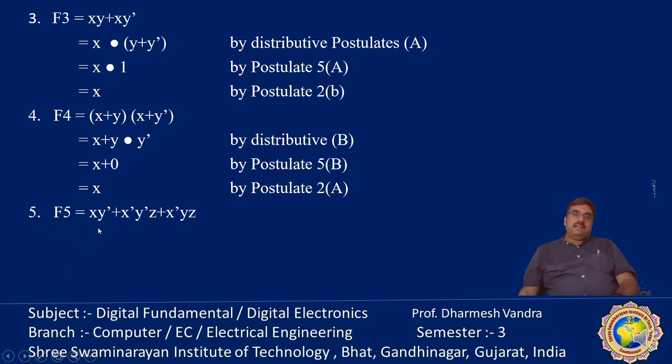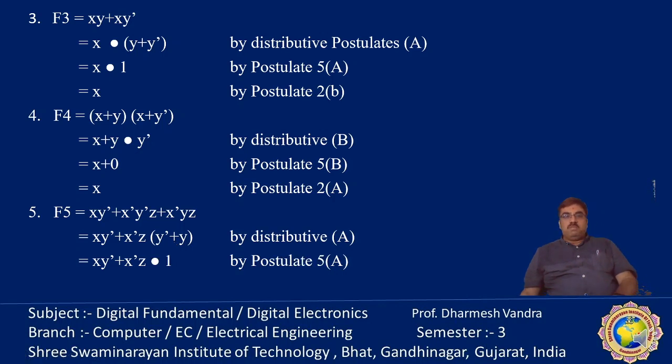Here the big function differs in that there are three variables, with z. So first we know that in the last two terms, x dash z is common. As per the distributive law we applied here, x dash z is common, y dash OR y. And y dash OR y, as per the postulate, will become 1. So x dash z ANDed with 1 will become, by postulate 2b, equal to x dash z. So now only two literals are required. Now no further reduction is possible.